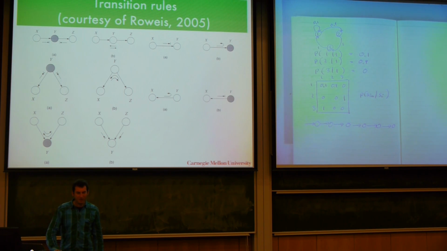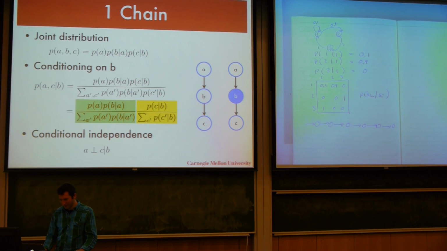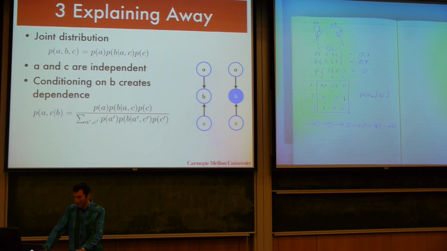So these are the rules. The left-hand side of that is really what we went through before, right? So let's just go through them. This was the chain. And we see that by observing B, A and C are independent of each other. We knew that. And we saw that by observing B in this case, A and C become dependent on each other.